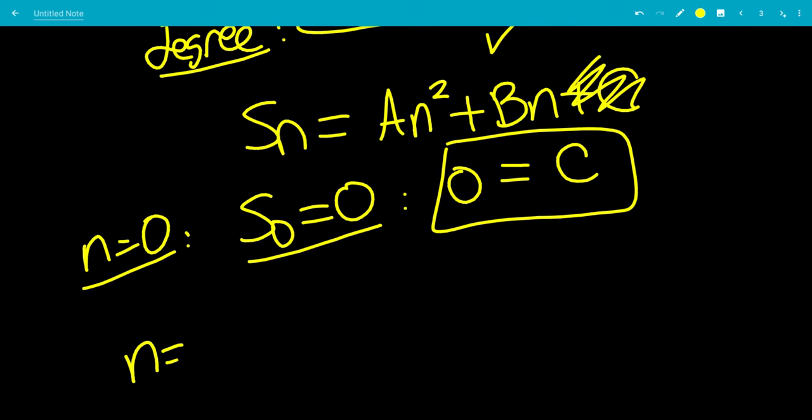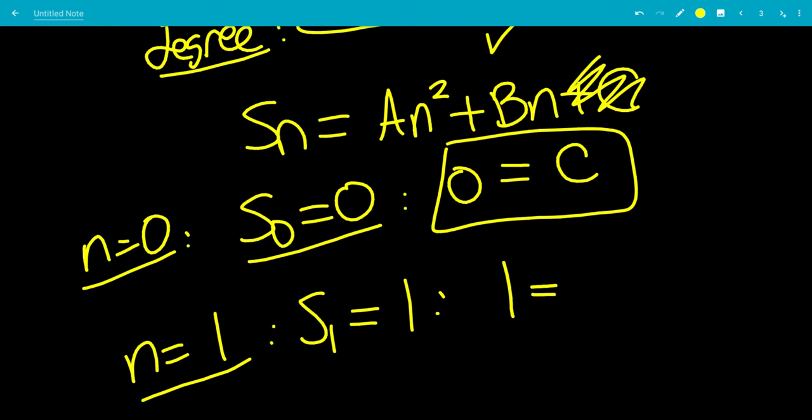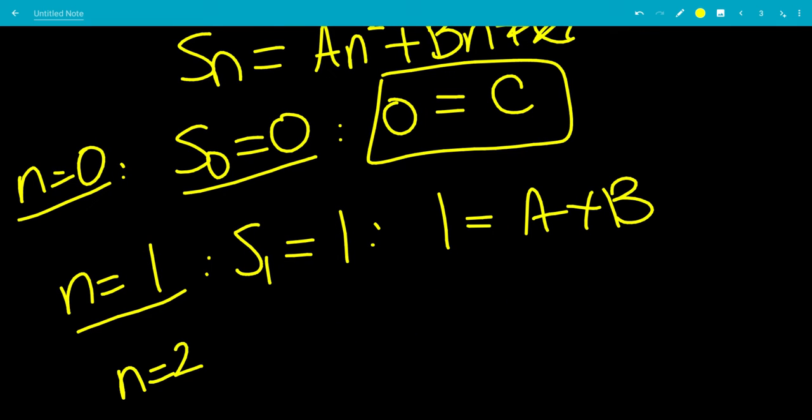Okay, now let's plug in n equals 1. So we're going to have s of 1 equals 1. This means that 1 equals, now we're plugging n equals 1 into these. So this will just be a plus b, because n is just 1. So let's plug in n equals 2. That means s of 2 is 3, because 1 plus 2 equals 3.